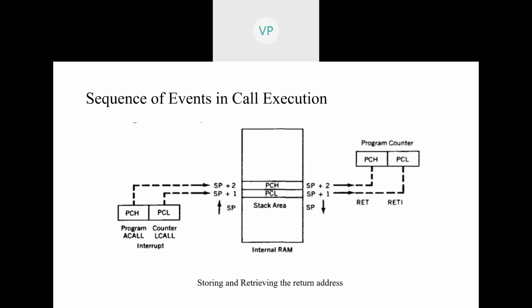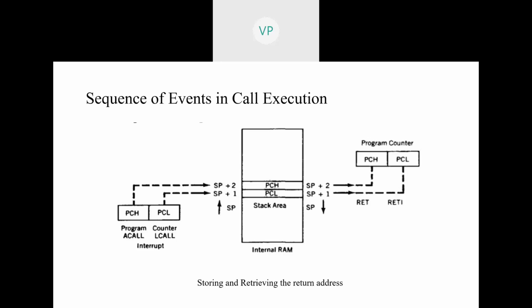First, the lower order byte of the program counter is pushed onto the stack area. Then the next higher byte has to be stored, so the stack pointer is incremented by 1 again, and the higher order byte of the program counter is stored onto the stack memory location. During this time, the processor runs the subroutine.